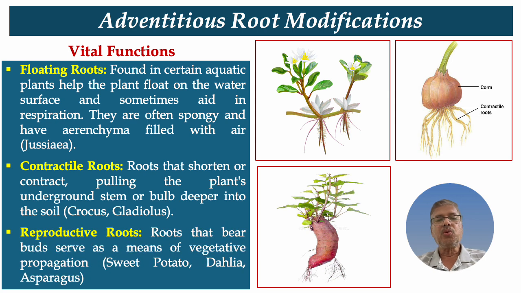The reproductive roots are the adventitious roots that bear adventitious buds and serve as the means of vegetative propagation, that is asexual reproduction, allowing new plants to grow from the roots. The examples are sweet potato, dahlia, asparagus, etc. When these roots are planted, the buds on them can sprout and develop into new shoots and roots, forming a genetically identical clone of the parent plant.